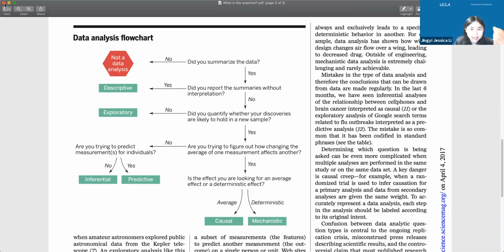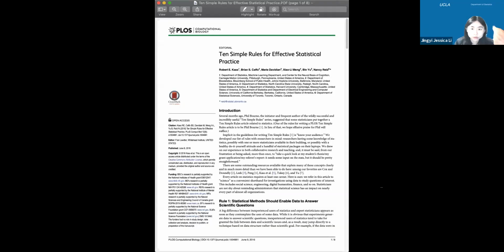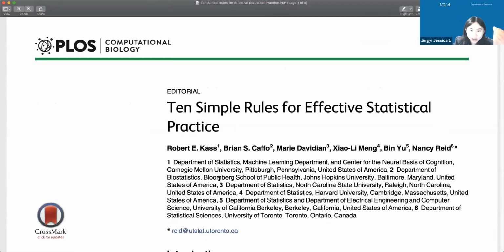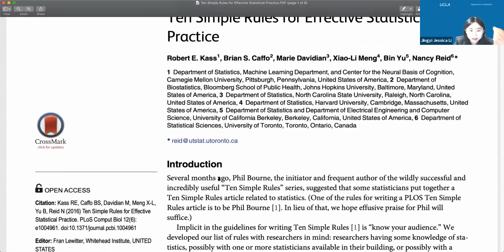Okay, so that's the first paper I want to talk about. You can check the details later. And the second paper I want to talk about is this. This is something written by several famous statisticians for biologists. It's called 10 Simple Rules for Effective Statistical Practice, and we will go through the rules quickly.